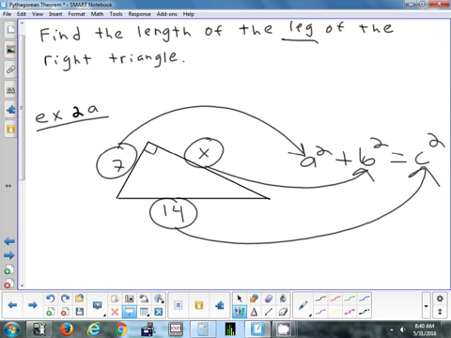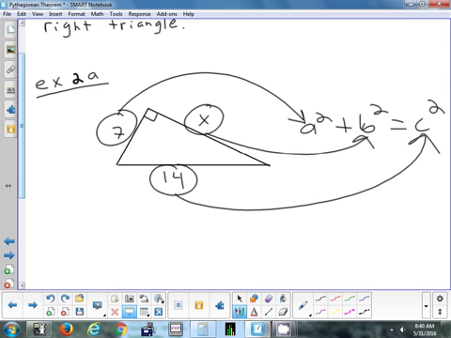Okay, we have to get used to this. They might not use the letter B in the actual problem. They might use X. A lot of times they use X. So we're going to fill them in exactly like that. 7 squared plus x squared equals, what are we filling in for C? We already have an arrow pointing to it. 14 squared. Any question on why we had to put the 14 in?